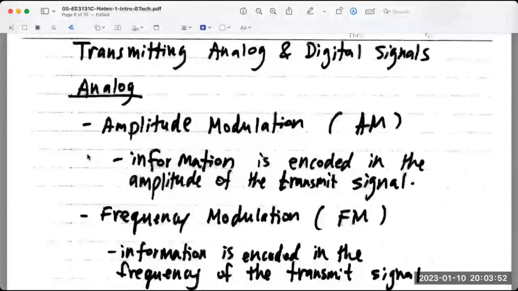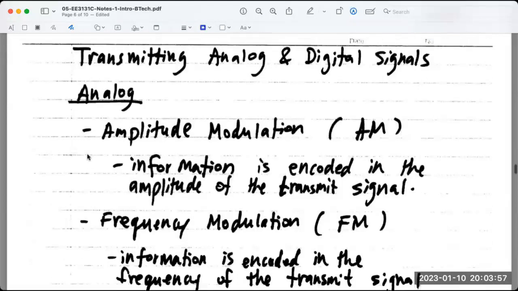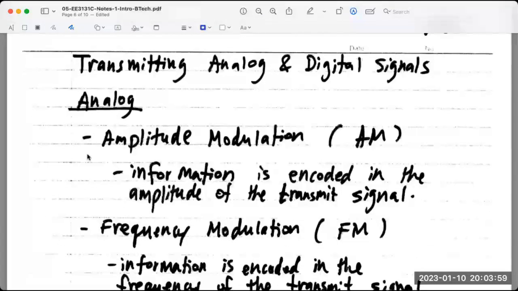So let's talk a little bit about transmitting analog and digital signals. Now we understand analog and digital. Let me ask you, analog and digital, if you have to fill it in, is about what? It is about information representation. That's the only difference between them. How are you representing the information? There's a lot you could say, but this is the message I want to send to you.